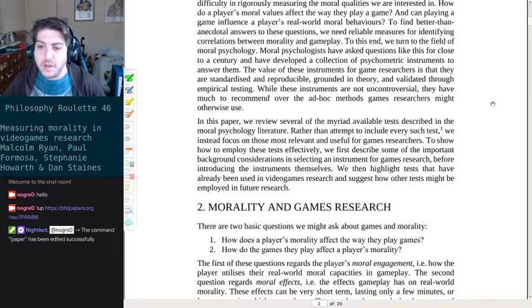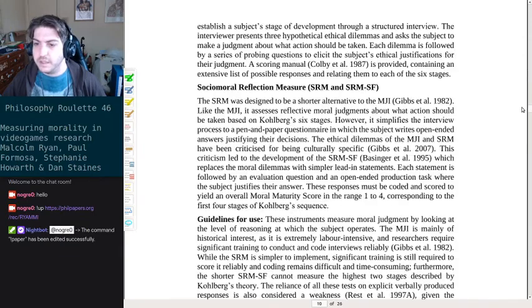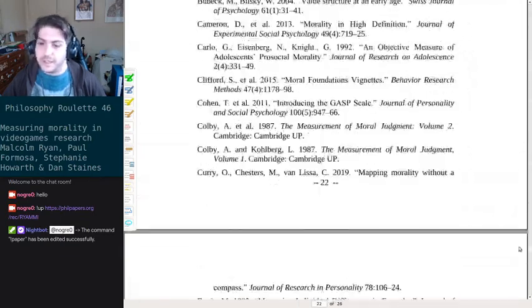In this paper, we review several of the myriad available tests described in the moral psychology literature. Rather than attempt to include every such test, we instead focus on those most relevant and useful for games research. To show how to employ these tests effectively, whoa, it says 26. One sec. If this is 26 pages, there's no chance I'm going to get through it. Oh, I'm sorry. Oh my god.